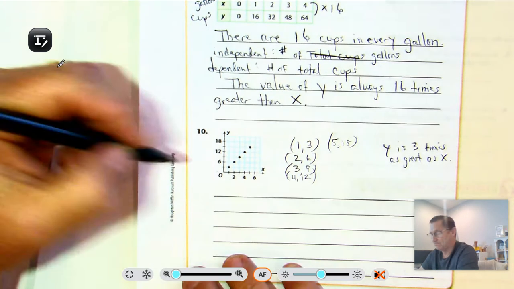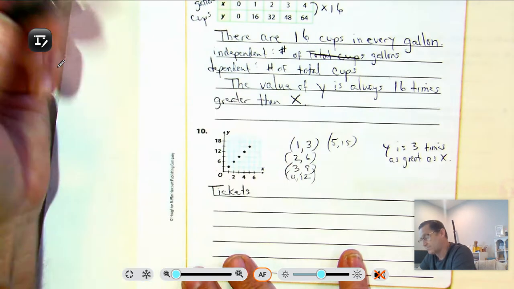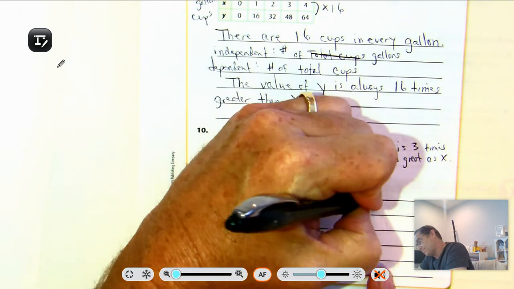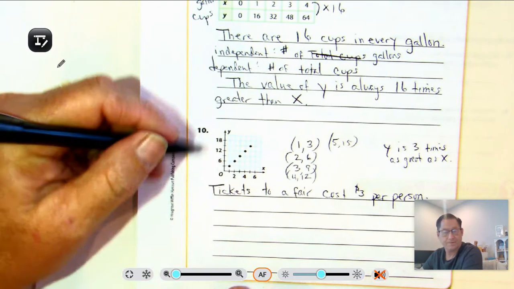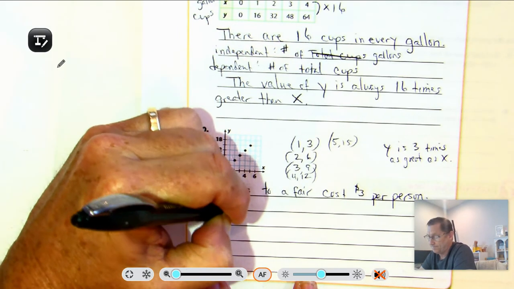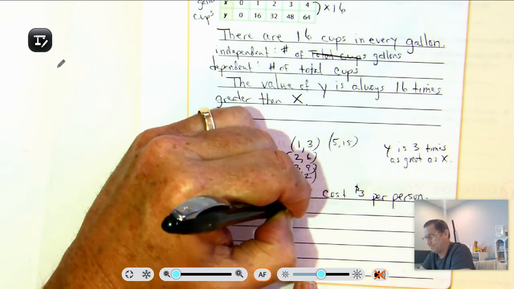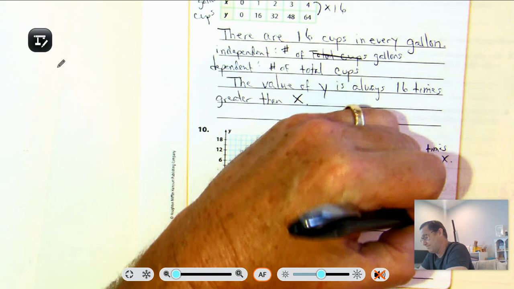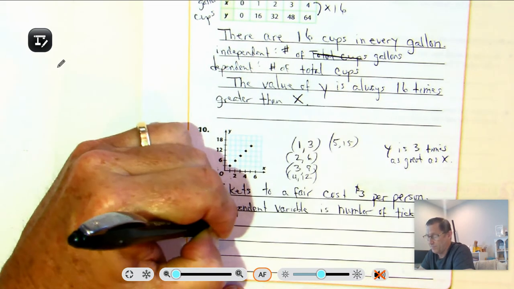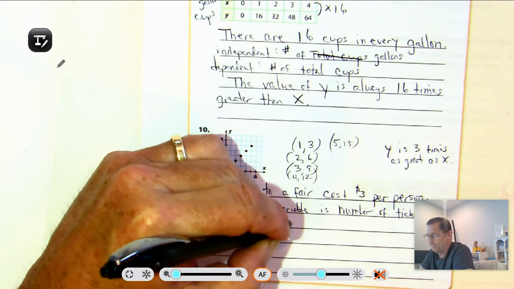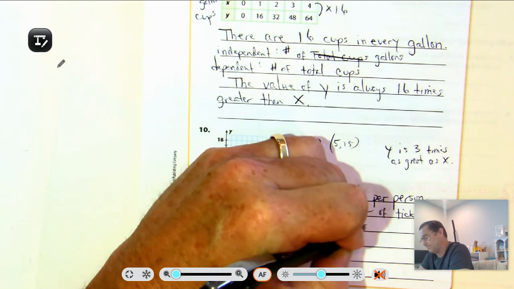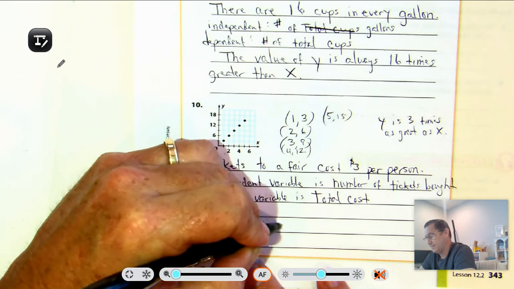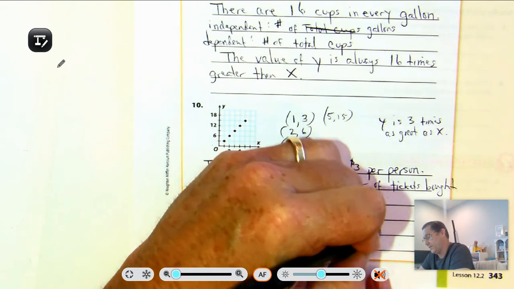Okay. So let's say something like tickets to a fair cost $3 per person. Okay. So in this case, the independent variable is number of tickets bought and the dependent variable is the total cost. So what's the relationship again? Well, y is 3 times as great as the value of x.